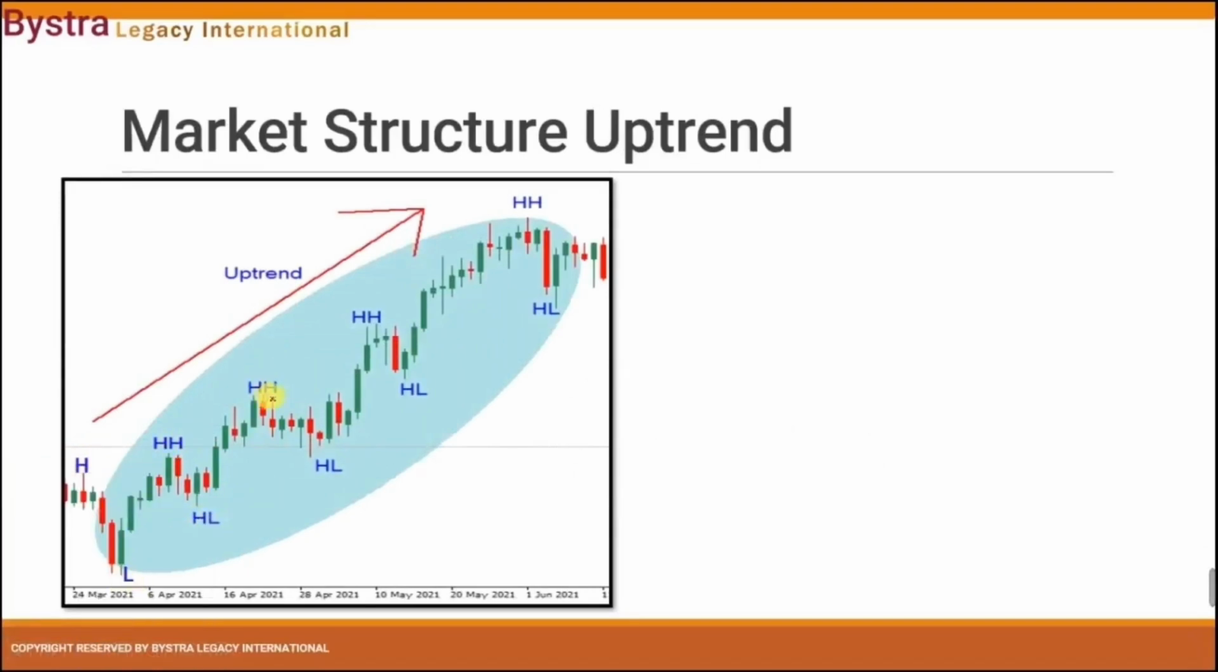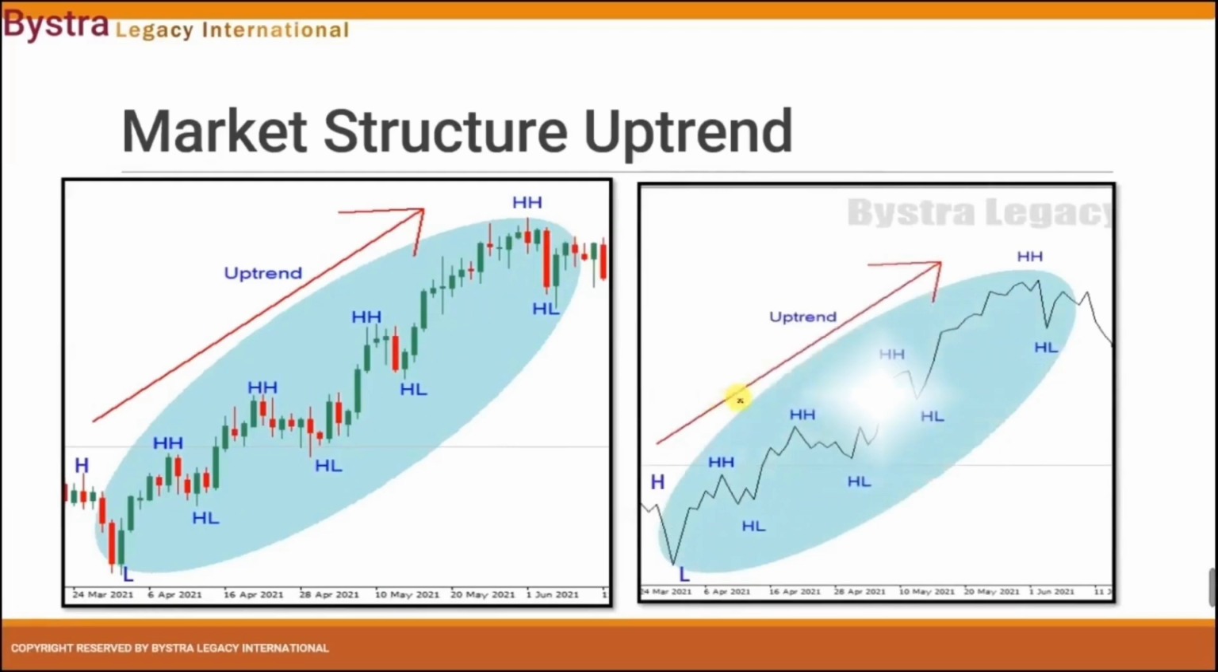Now if we change it to the line chart, we can see even clearer. So this is your high, this is your low, your higher high, higher low, higher high, higher low, and continue. Okay, so the uptrend will only have these four structures, which are the high, low, higher high, and higher low.